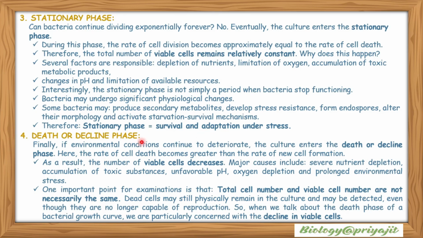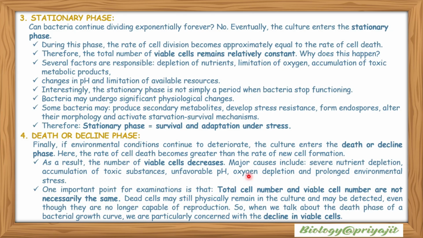Death or decline phase. Finally, if environmental conditions continue to deteriorate, the culture enters the death or decline phase. Here, the rate of cell death becomes greater than the rate of new cell formation. So as a result, the number of viable cells decreases. Major causes include severe nutrient depletion, accumulation of toxic substances, unfavorable pH, oxygen depletion, and prolonged environmental stress.